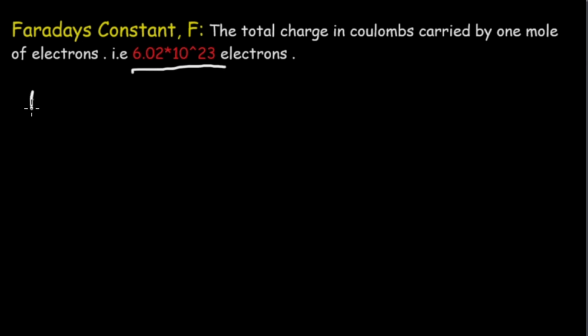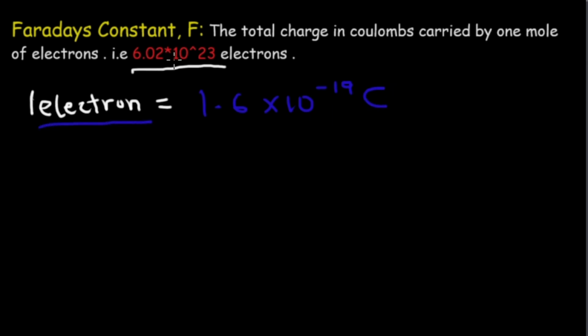One electron carries a charge of 1.6 times 10 to the power negative 19 coulomb, right? This is the charge of one electron. Therefore, 1 mole of electrons, right?